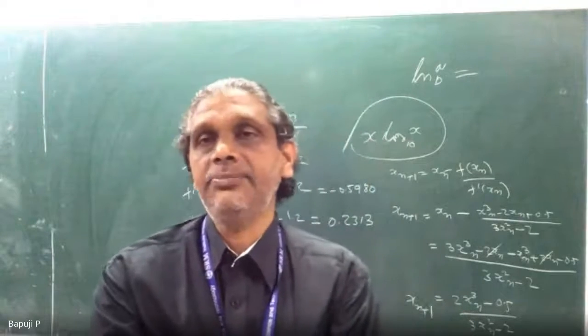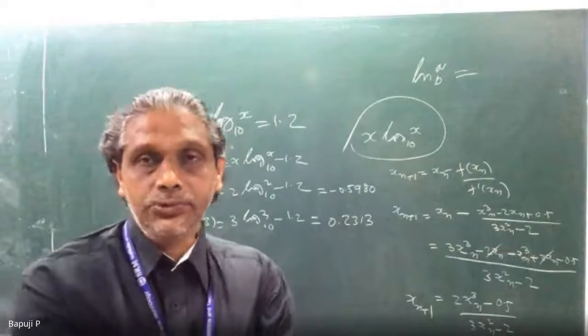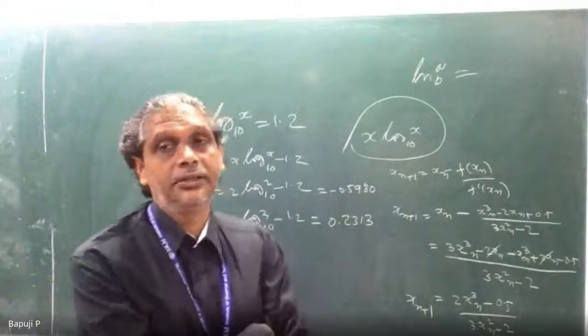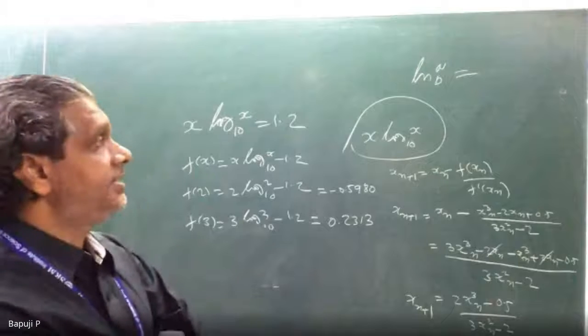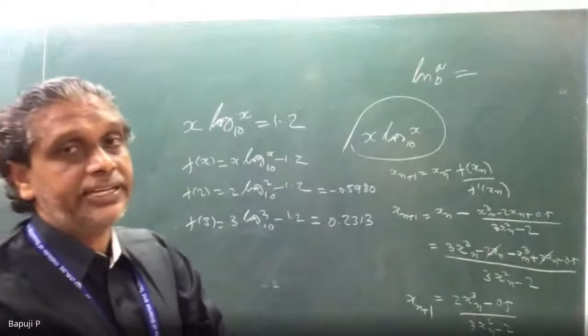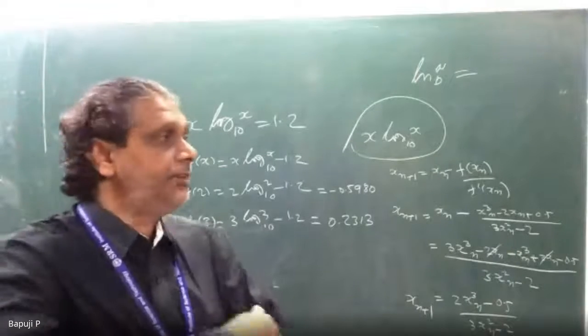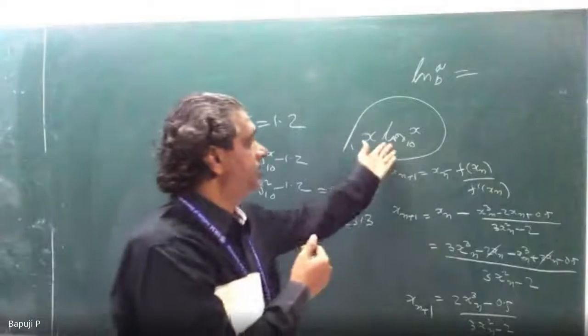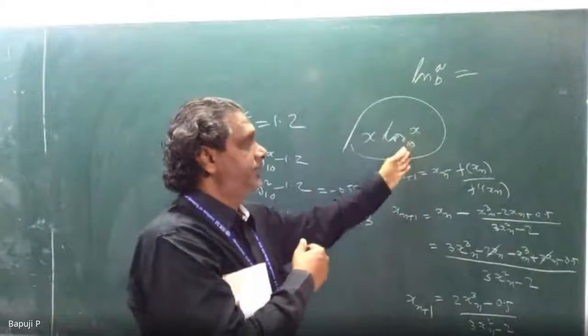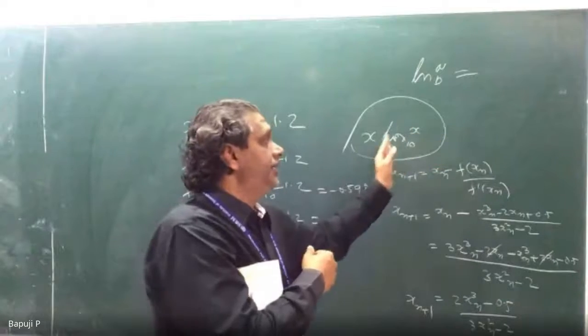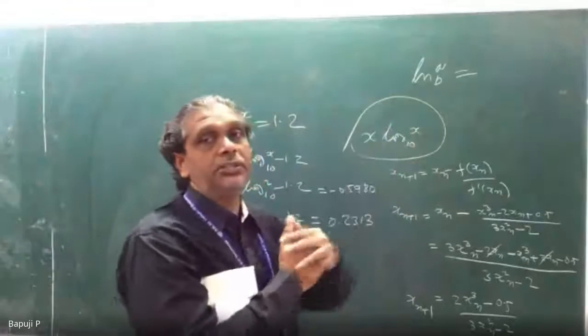If it is base 10, what will you do? You have to change it to base e. How will you change it? Log x base 10 you can change. The first term, if you differentiate, you can treat as a constant: 1 into log x base 10 plus x into, if you do, the story will start.